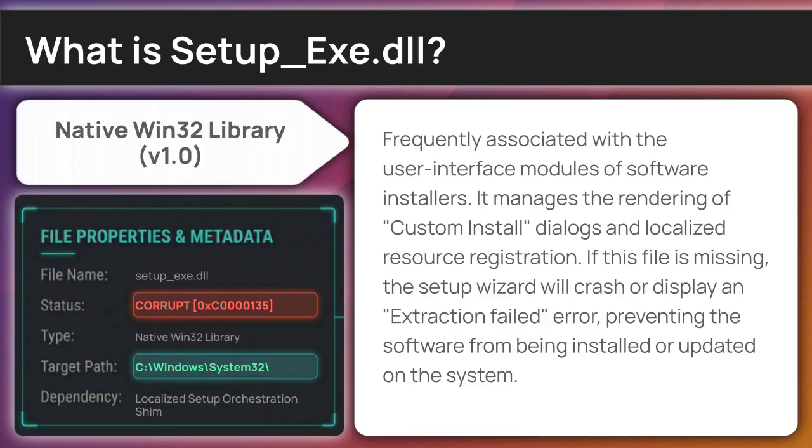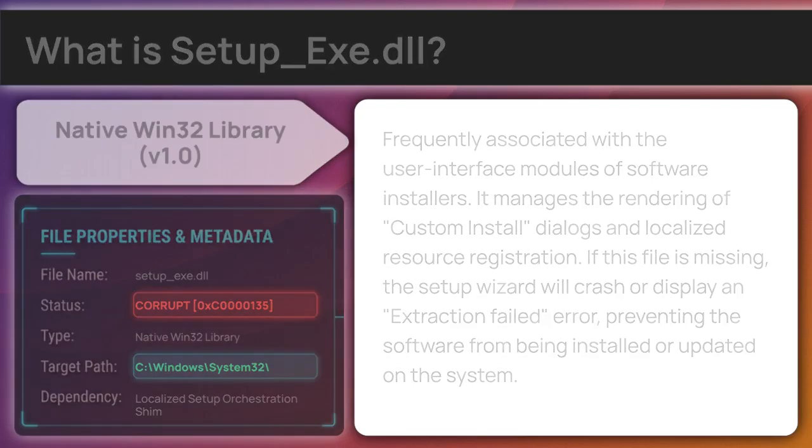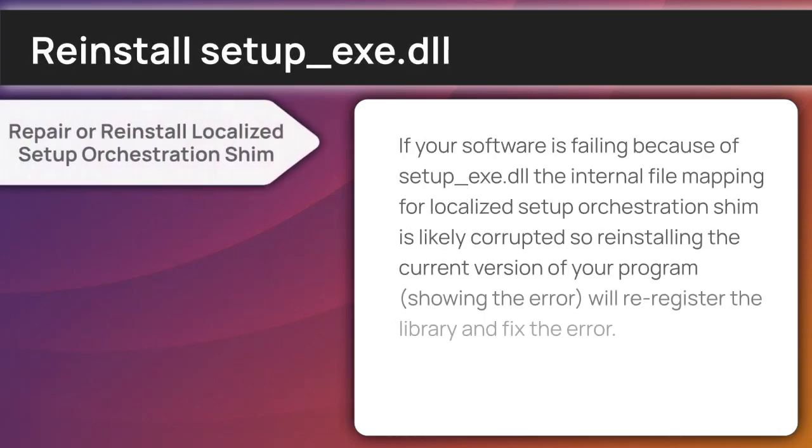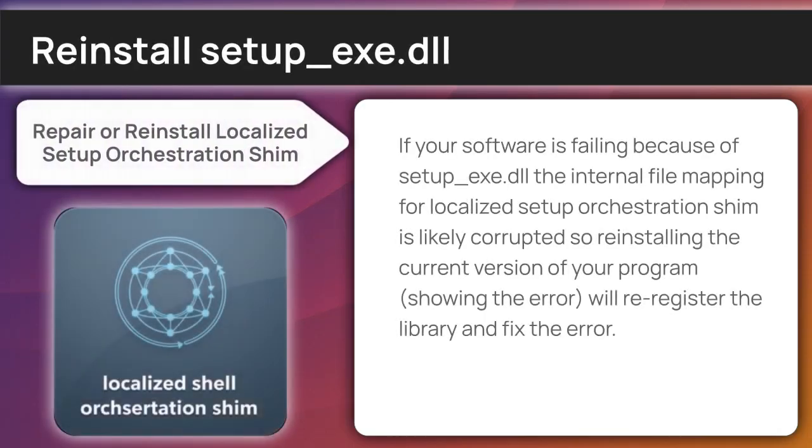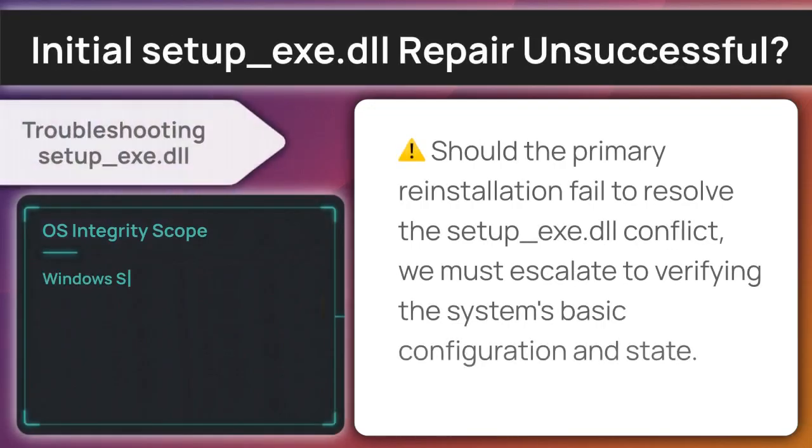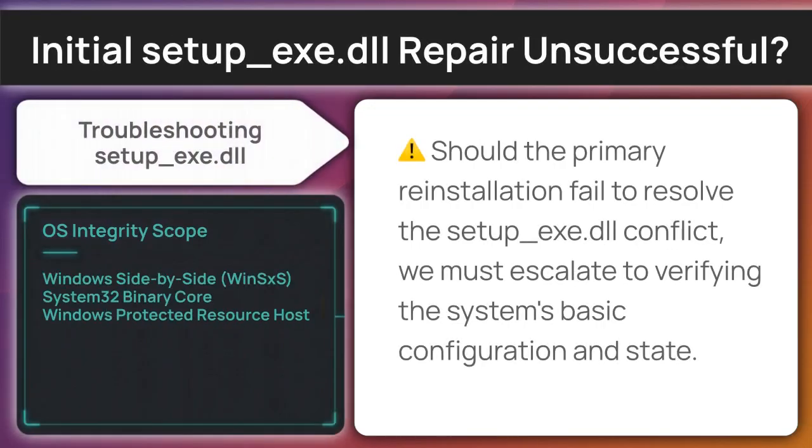Now that the technicals are covered, let's run the official installer. If your software is failing because of setup exe library DLL, the internal file mapping for localized setup orchestration shim is likely corrupted, so reinstalling the current version of your program, showing the error, will re-register the library and fix the error.